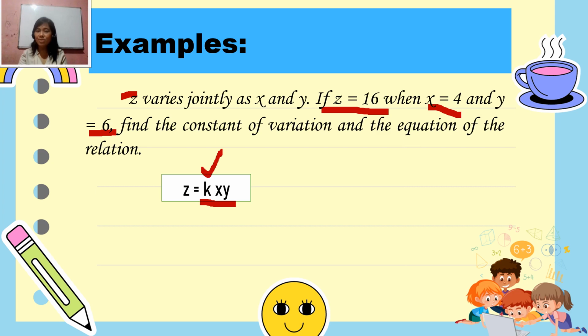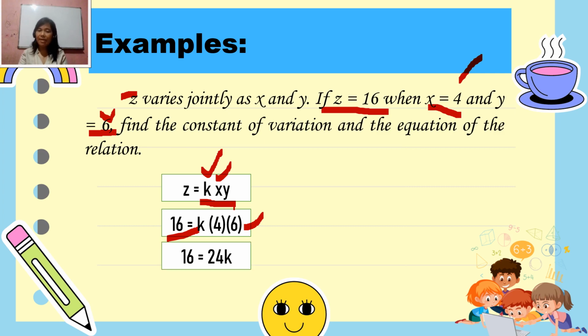So, what you need to do is to substitute. So, yung Z magiging 16. Yung X dito naging 4 kasi 4 yung given. Tapos, yung Y becomes 6. Okay? So, substitution ang nangyari dito. And then, by evaluation, you have 6 times 4 is 24. So, magiging 24K siya. And then, of course, divide both sides of the equation by 24 para ma-solve mo yung value ng K. Okay?